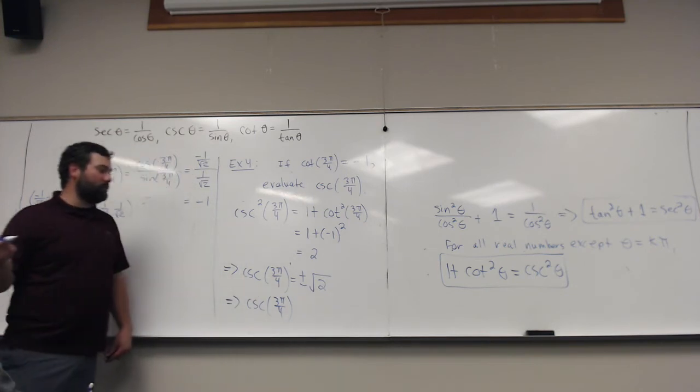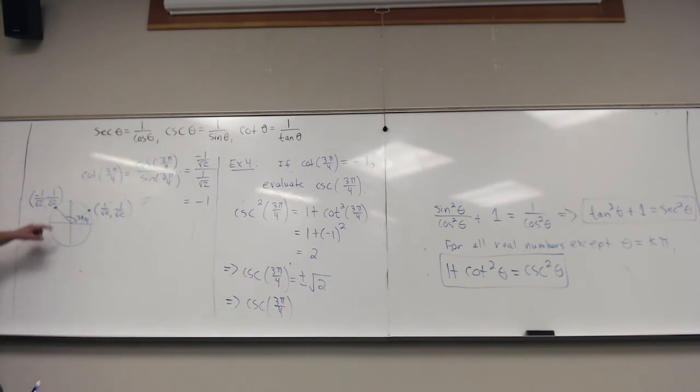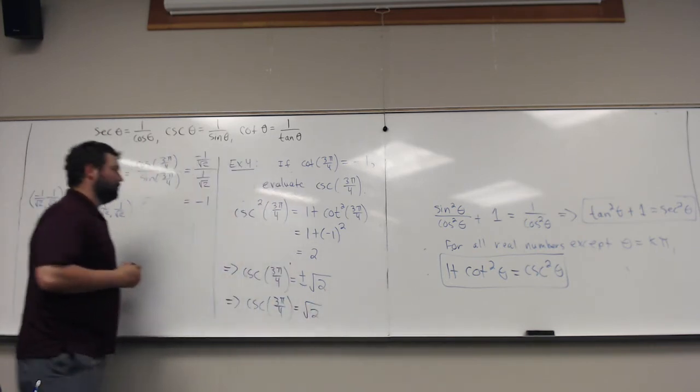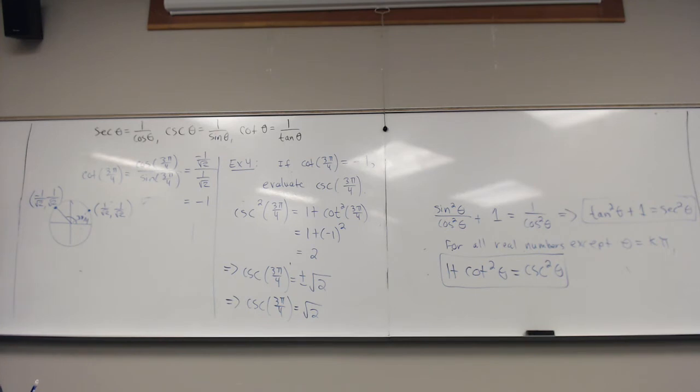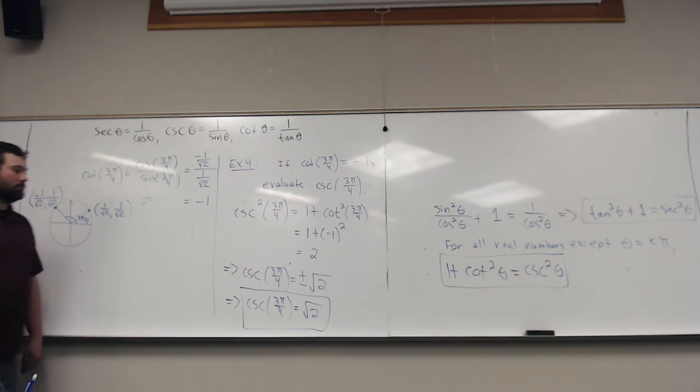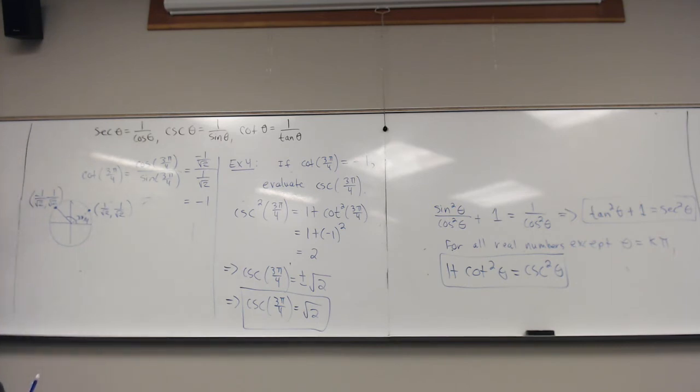Okay. So really, since sine and cosecant have the same sign, and the angle is in the second quadrant, this actually has to be positive root 2. So that's what you said, right, Claire? You said it actually had to be positive. Notice that's just the reciprocal of 1 over square root of 2. Right? I could have done this by hand.